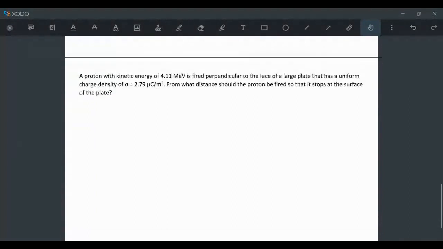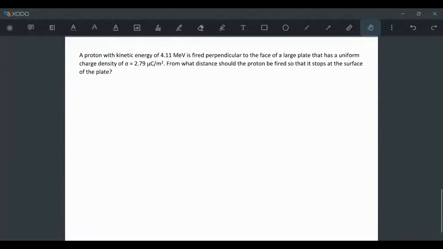Okay, so I think this is our last question. Again, it'll be pretty similar. We're told a proton. It's kind of the opposite of an electron. It doesn't have a charge minus e, it has a charge positive e. It has much more mass, which is important to keep in mind, but from a purely electrostatic standpoint, it's kind of the opposite of an electron.